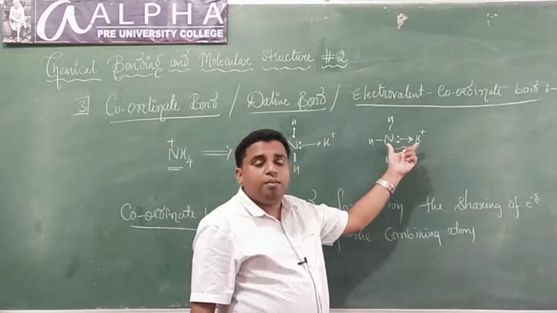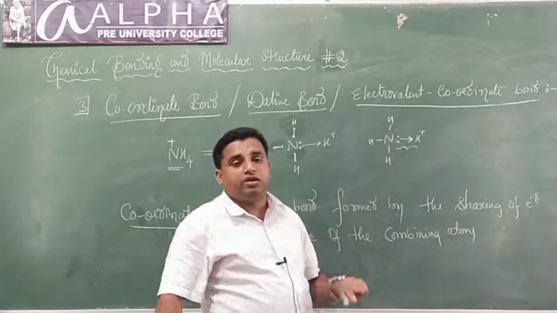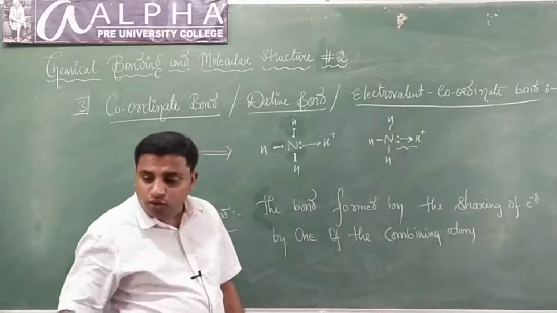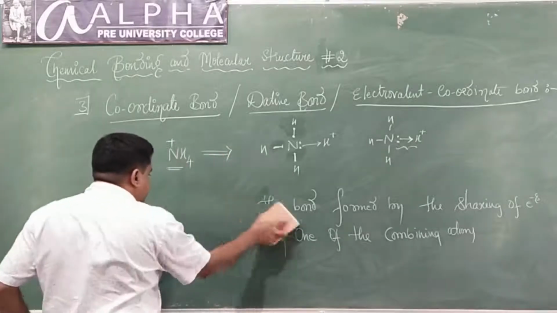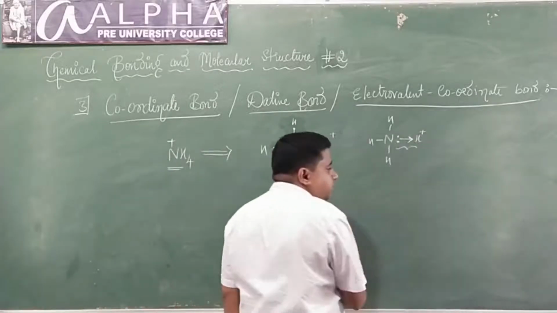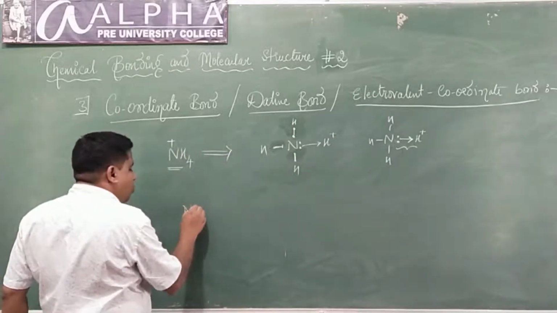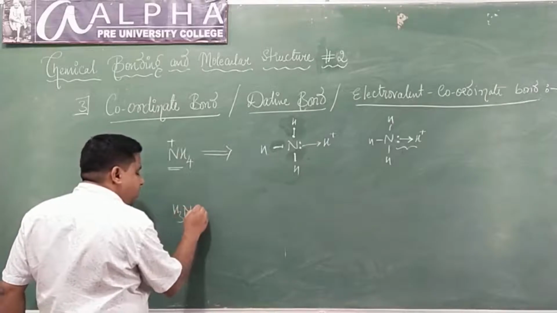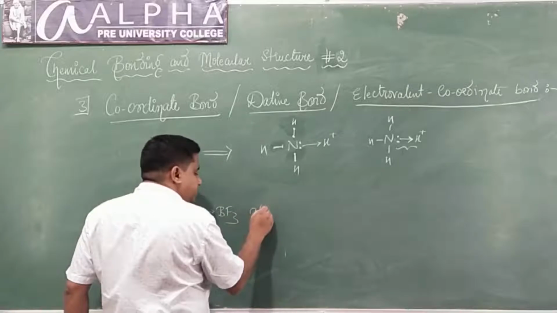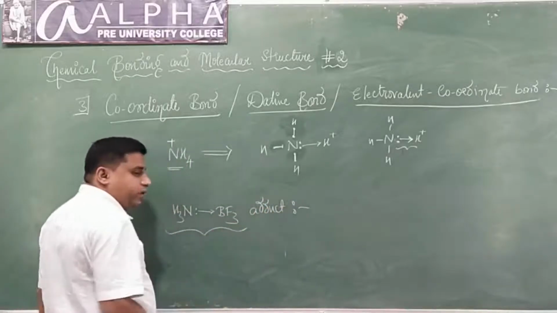So if there are two combining atoms and only one combining atom will share the electrons, then the bond formed is called a coordinate bond. You can also consider one more example, say the formation of the ammonia and boron trifluoride adduct.